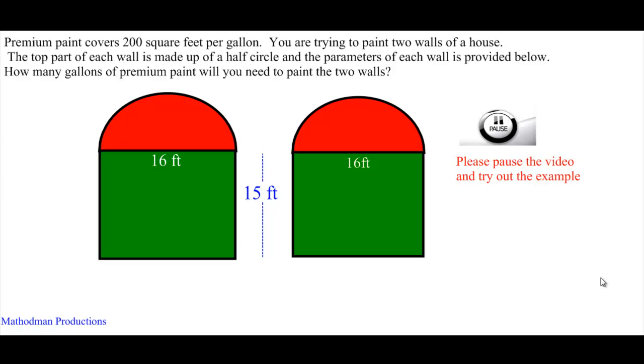Premium paint covers 200 square feet per gallon. You are trying to paint 2 walls of a house. The top part of each wall is made up of a half circle, and the parameters of each of the wall is provided below. Please pause the video and try out the example. When you have finished, the answer will be explained right to you.